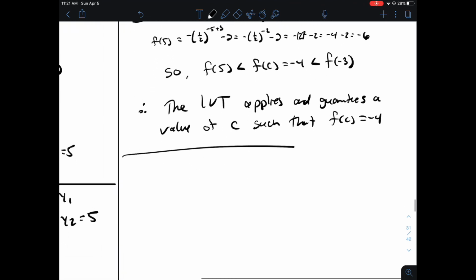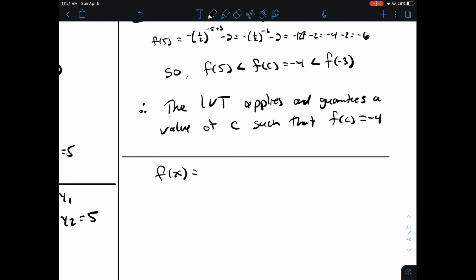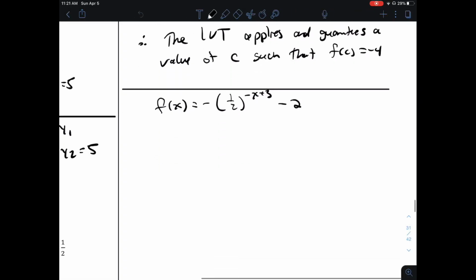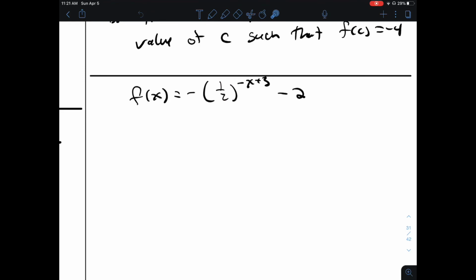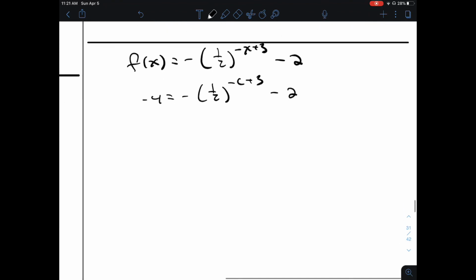So to find that value of c, we're going to take our function. Now, if at some point you were screaming, why didn't you change this so that the base was bigger than 1? You can do that. We're not graphing it. We're not asking for transformations. That's why I didn't do it. If you want to do that, that's cool. You can. So the y is negative 4. We're looking for the c value that makes that happen. And add 2 to both sides. Going to divide both sides by negative 1. I'm trying to get this base 1/2 by itself, well, the base to the exponent by itself.